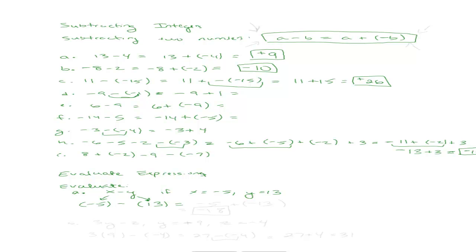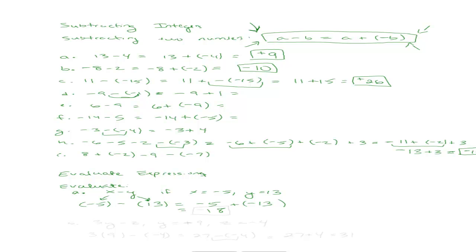x was negative 5, y was 13. So we have a minus b. We're going to use that rule that we learned up above, this rule right here. Scroll the page up if you don't see it. To rewrite this as a sum of numbers, I'm going to rewrite this as negative 5 plus negative 13.